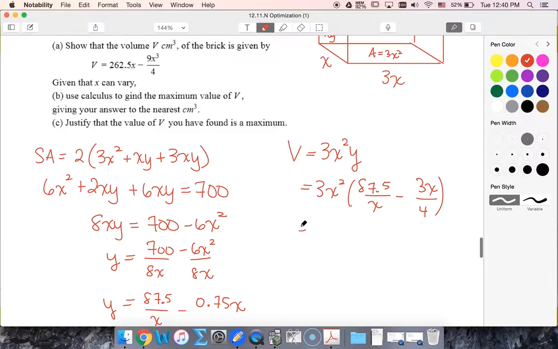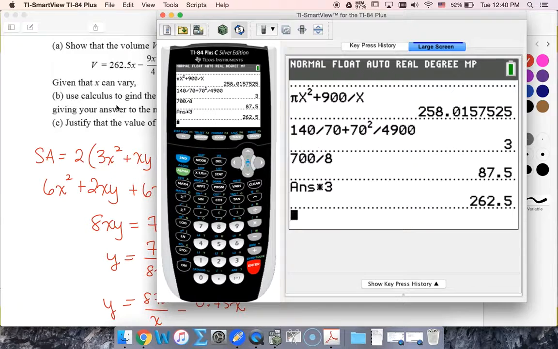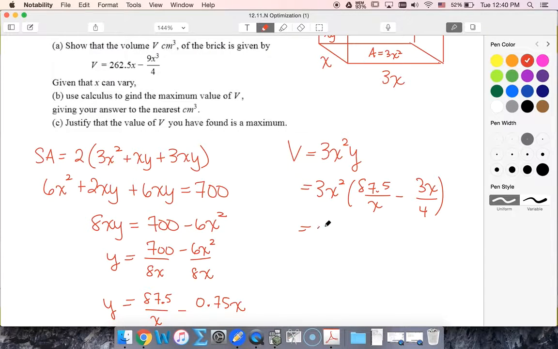All right, so now I'm going to multiply this out. 3 times 87.5 is 262.5, that's great. x squared divided by x is just x, so perfect. 3x squared times 3x, well, that's 9x cubed, perfect, and over 4. So this is the volume formula that they gave me. So this is all part A.